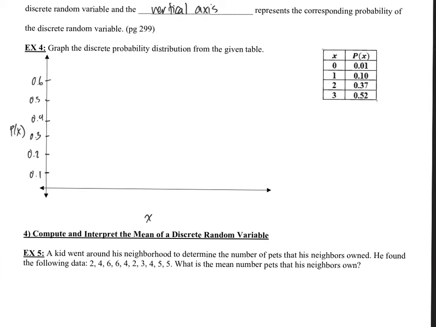Now, let's go ahead and graph these. So the first one, actually, let me label the bottom. We go from 0 to 3. So this is 0, and then we'll do 1, 2, 3. Now let's graph these. Well, 0, 0.01, so that's just right about there.